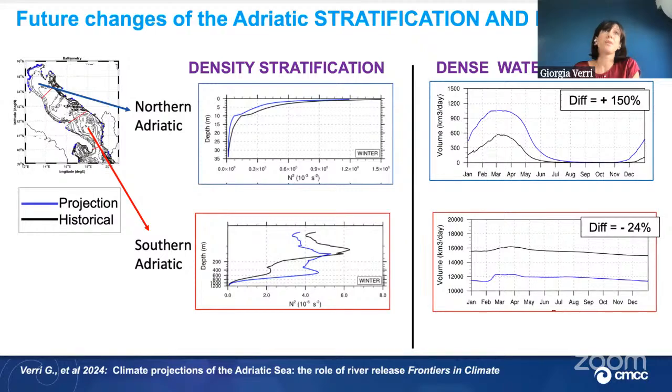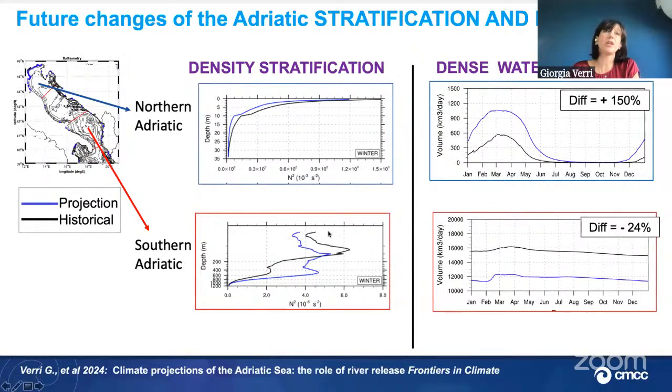So the message here is that looking at the Northern Adriatic, we found that in the mid-term future, this density stratification is expected to decrease through all the water column, and also the dense water formation is expected to significantly change and to increase in the mid-term future as a direct consequence of the river decrease and evaporation increase.